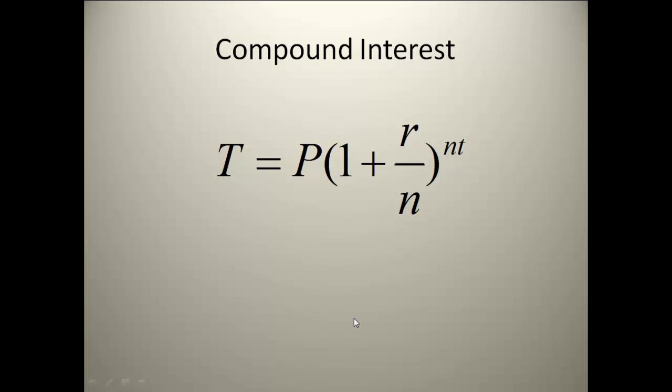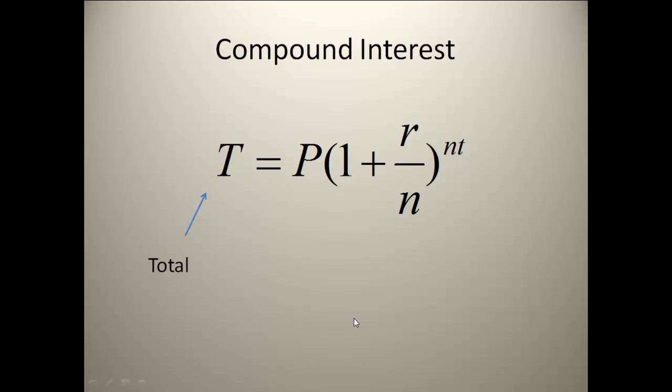Okay, now with exponential growth, one of the most common formulas that we have is for compound interest. And when we talk about compound interest, we're usually talking about an investment and how much money you're going to have if it's compounded a certain number of times at a particular rate, and then you leave it in there for several years.